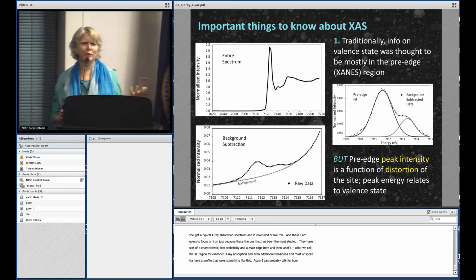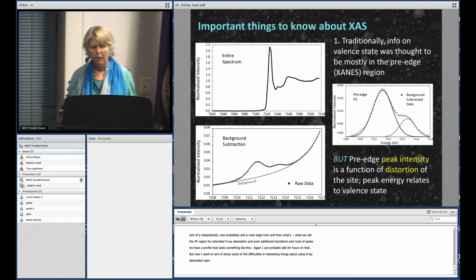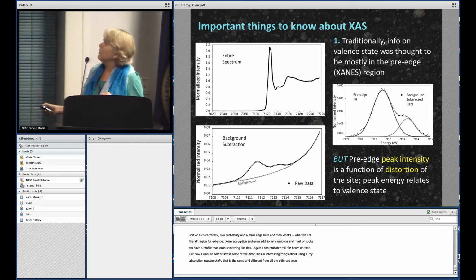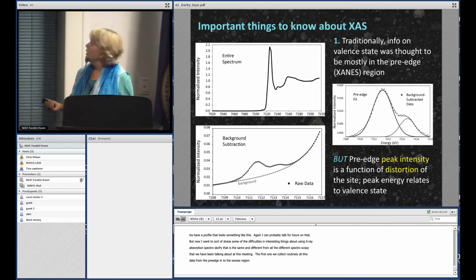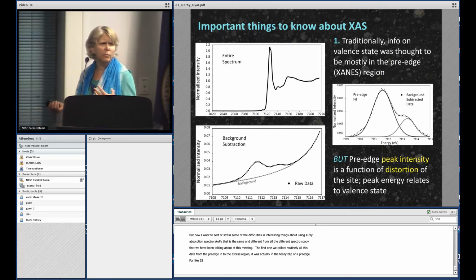So now I want to stress some of the difficulties and interesting things about using X-ray absorption spectroscopy that are the same and different from all the other kinds of spectroscopy we've been talking about at this meeting. So the first one is that although we routinely collect all this data from the pre-edge all the way into the EXAFS region, it's traditionally been thought that all the action was in this little teeny blip of a pre-edge. And so for years, I mean for 25 years, people have been doing XANES spectroscopy of iron pre-edges and looking at the pre-edge and trying to deconvolute it.